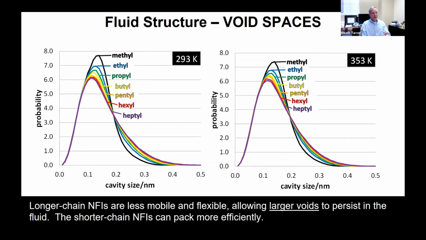And this is where the gas is going. The gas is going into these pores. And so if that pore structure changes, you're going to have very different adsorption properties. What happens in this particular system is that as you get longer chains, they are less mobile and less flexible, and this causes larger voids in the system to persist. So you get some of these larger voids in the system.